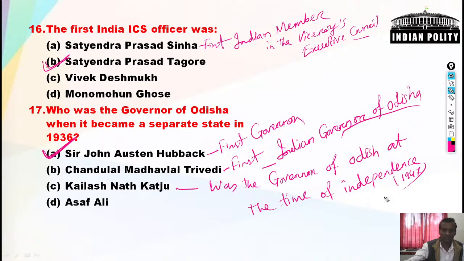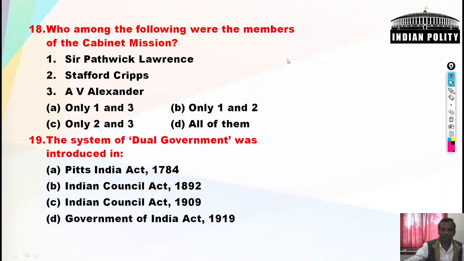Okay, so 17, that is A. Sorry, 16 is B, 17 is A. Got it? That is the thing about 17. Okay, next question 18. Who among the following were the members of the Cabinet Mission? Patrick Lawrence was there, Stafford Cripps, A.V. Alexander, so all of them.